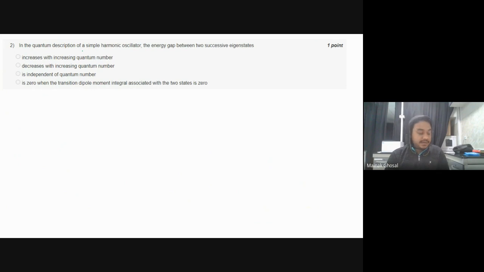What should be the answer? For this, I would like to say that you can find this answer in lecture 29. You just need to know about ladder operators. If you know this concept of ladder operators, you will very easily be able to solve this problem.